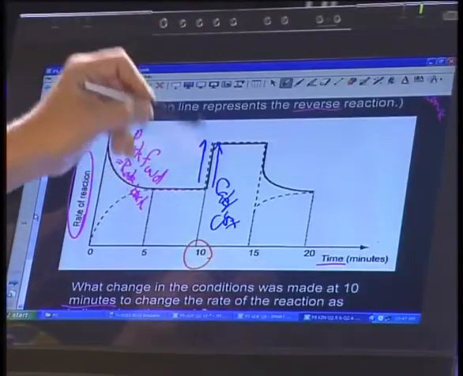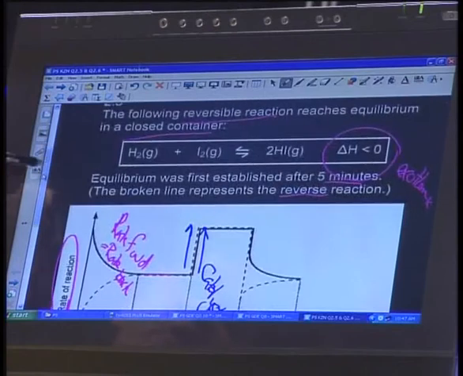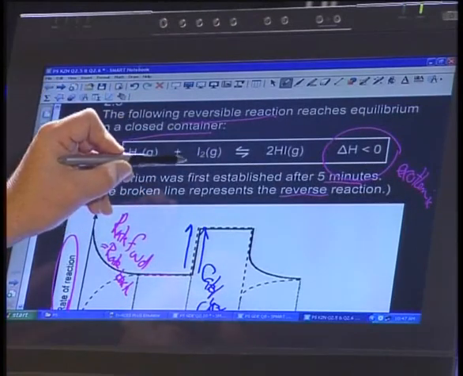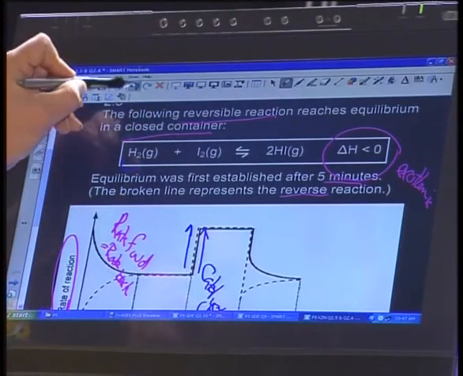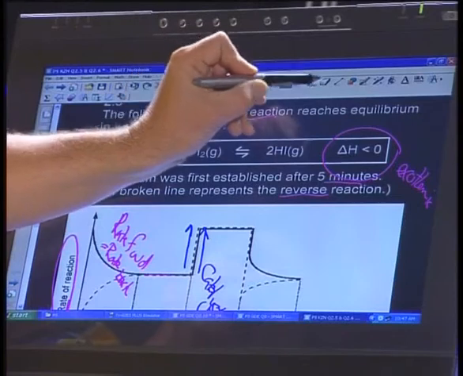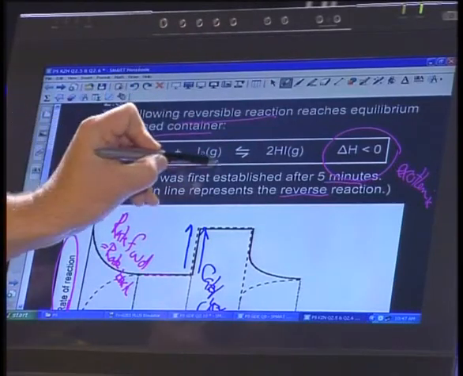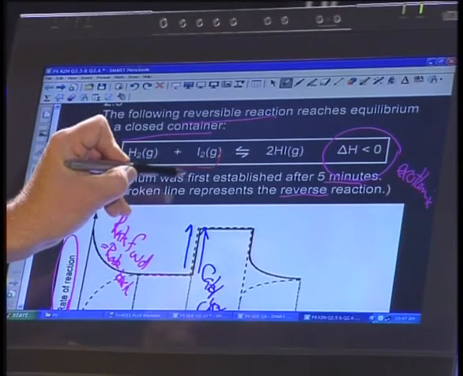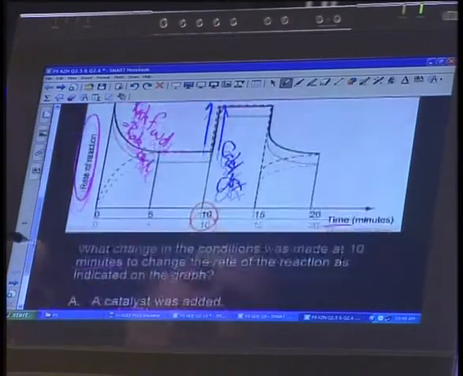So it's not a change in concentration. It's not a change in pressure, because pressure will not have any effect here. Because look, if we change the pressure, it might change the rate a little bit, but it's not going to shift the equilibrium. So we recognize we've got 2 moles here, we've got 2 moles there. Pressure is not going to have an impact.